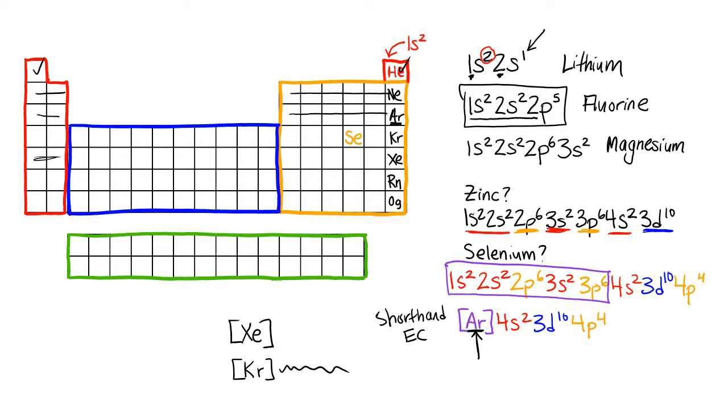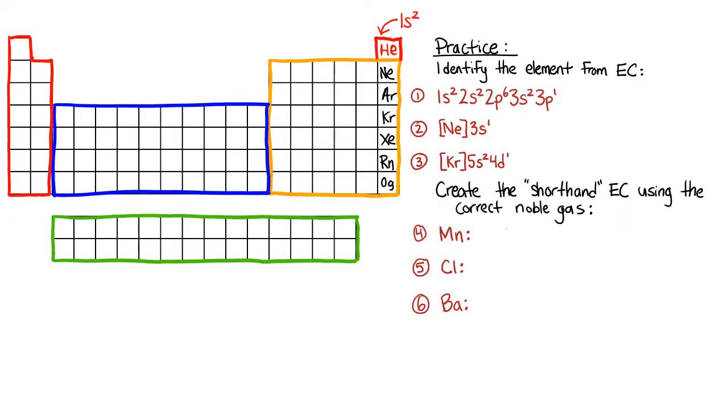This video is not going to get into electron configuration exceptions, which usually happen in the D block. This video is going to end with some practice, both in identifying elements from a given electron configuration and creating some shorthand electron configurations using the noble gas. If you want to practice these on your own, pause the video and see if you can figure them out.